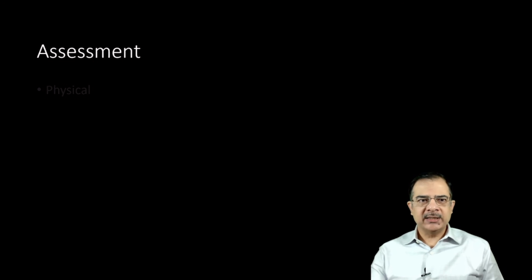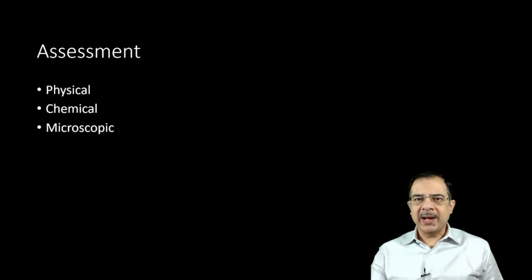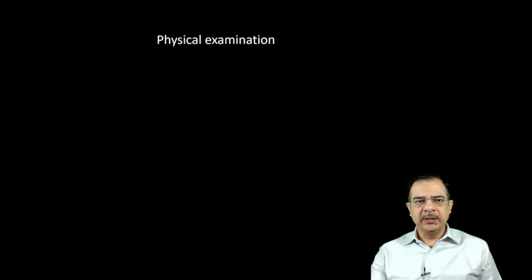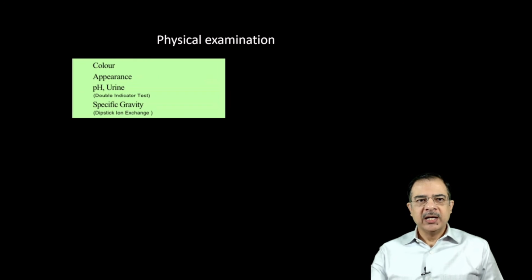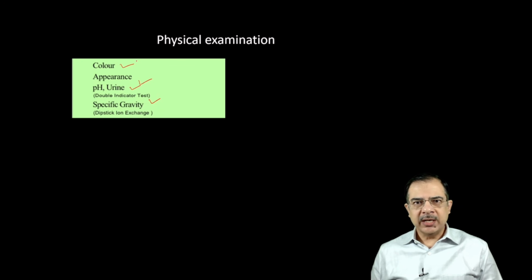What are the parameters to be assessed? In the assessment, we check for physical parameters, chemical parameters, and microscopic examination of the urine. In the physical examination, we look for the color of the urine, appearance like turbidity or clear, urine pH, and the specific gravity. Out of these, the clinically important parameters are the color of the urine and the specific gravity, and in some cases pH will be useful.